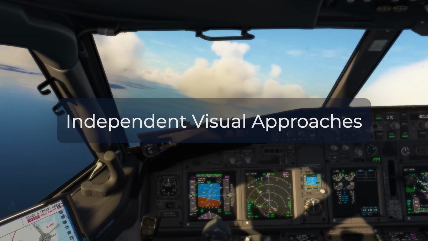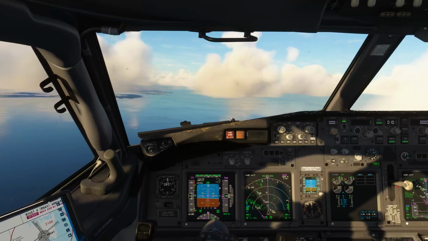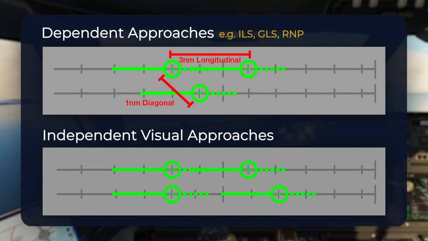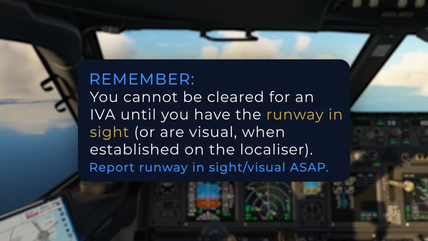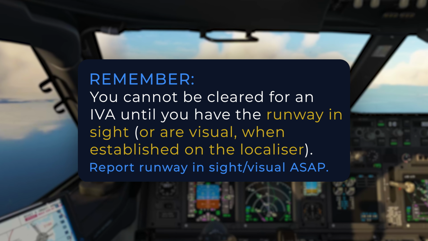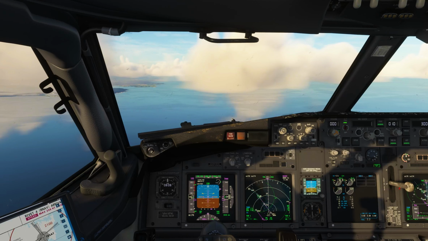Arriving at Sydney and Brisbane, you may encounter a procedure known as Independent Visual Approaches, or IVAs. This is a type of visual approach that allows multiple aircraft on adjacent finals for the parallel runways without prescribed separation minima. You cannot be cleared for an IVA unless you have the runway in sight or are visual well established on the localizer. Visual means you can see the ground or water. Runway in sight means you can see your assigned runway. You should report the runway in sight as soon as possible.